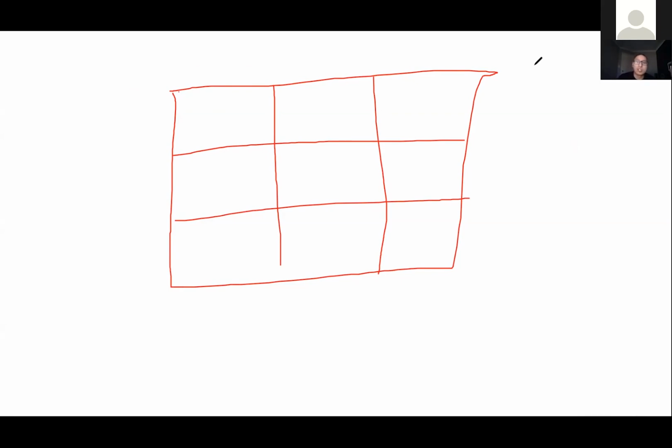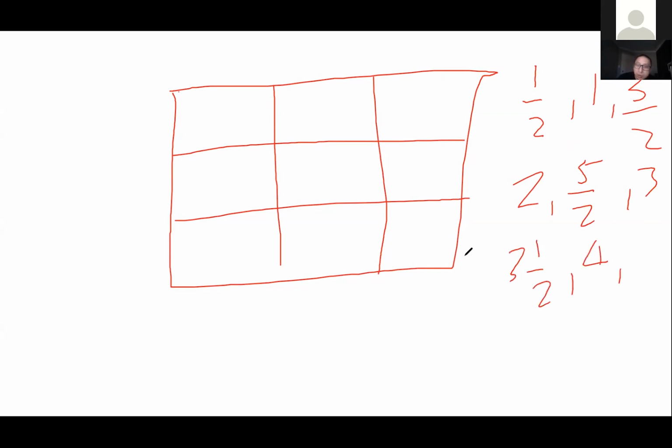So what we're going to do is you have to put the fractions from 1/2, 1 whole, 3 halves, 2 wholes, 5 halves, 3 wholes, 3 halves, 4 wholes. So I want you to put these numbers into this magic square so that they all add up to the same number.